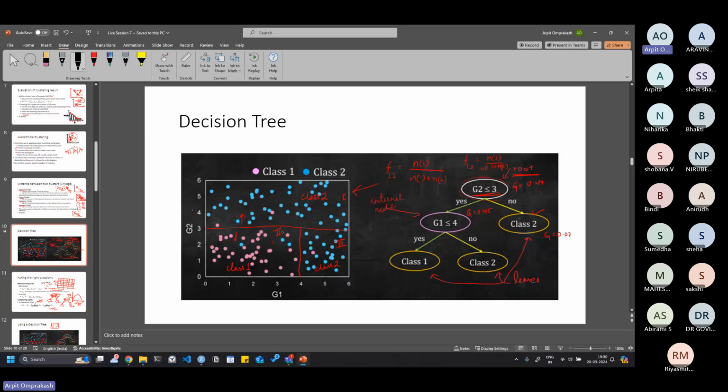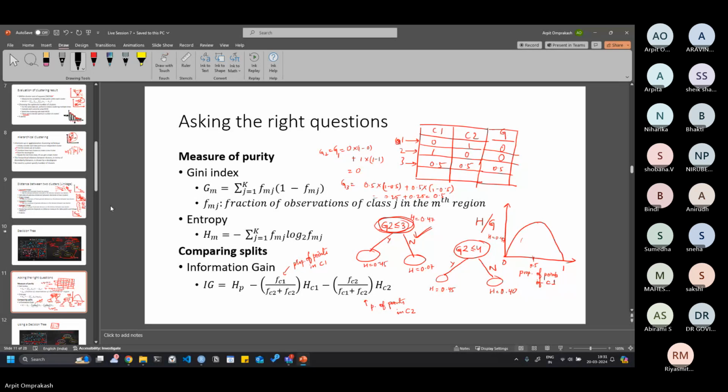So these are broadly our regions, and what is the number of examples of a particular class in that region. Right. Entropy is again similar in a way, but slightly different. It again follows this thing. It uses this fraction of observations of class J in the mth region and uses the log to calculate the entropy.